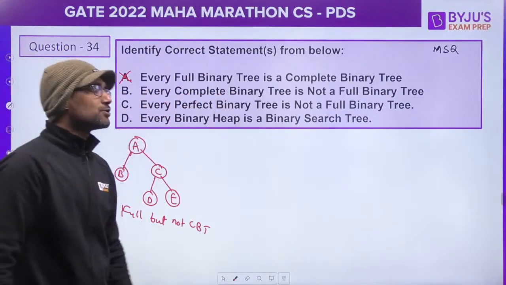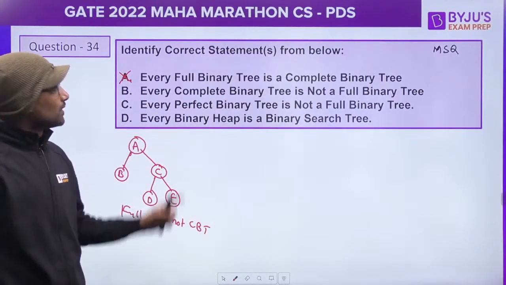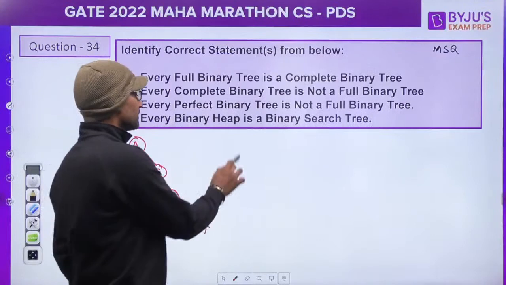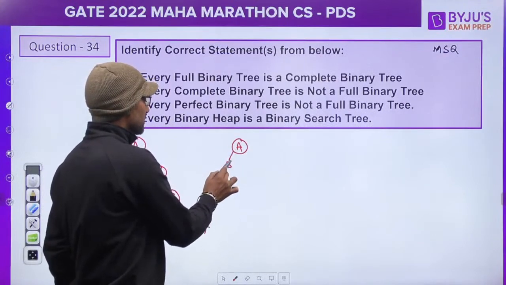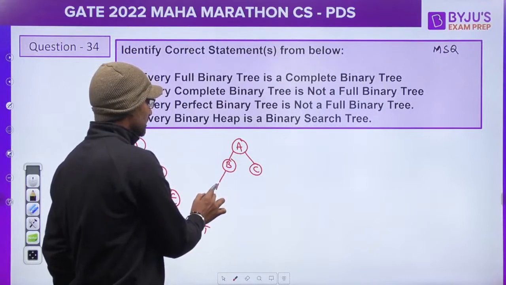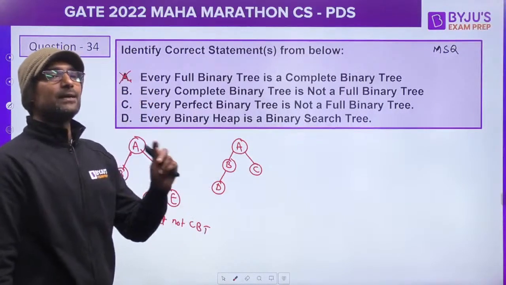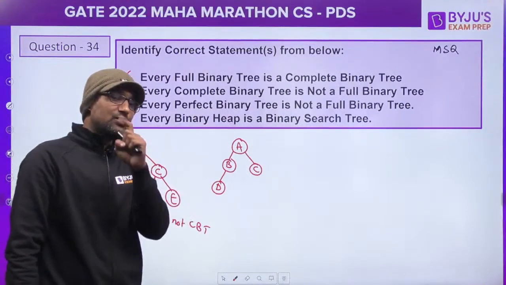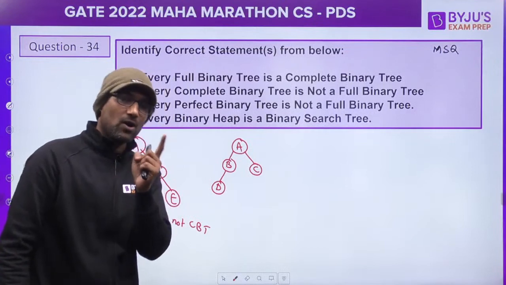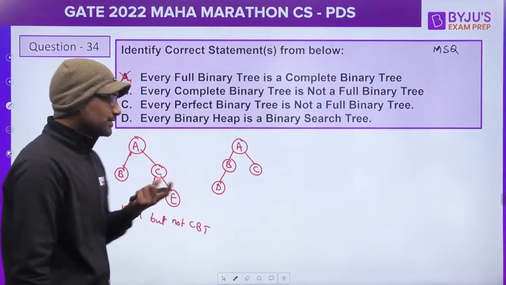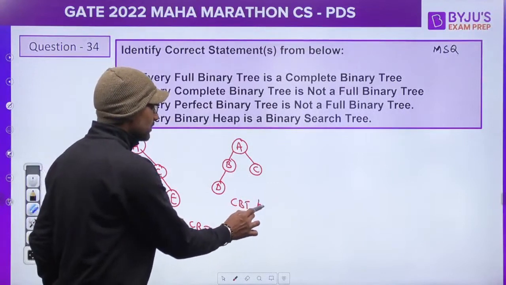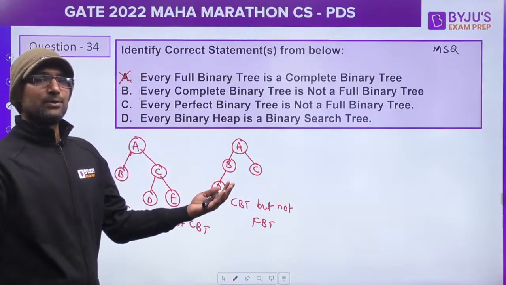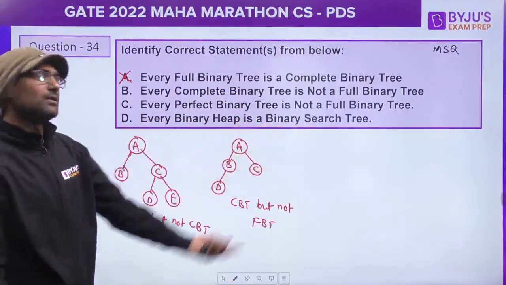Every complete binary tree is not a full binary tree. True or false? This is a complete binary tree. But is it a full binary tree? No, because B is having one child. In full, either 0 or 2 children, no one child. So it is a complete binary tree but not a full binary tree. This is one example you can understand. Every complete is not a full. True.